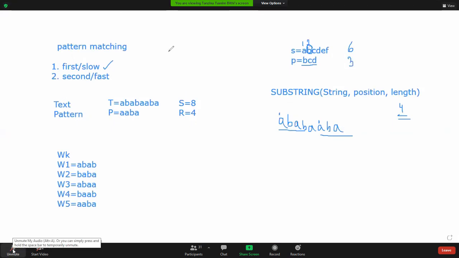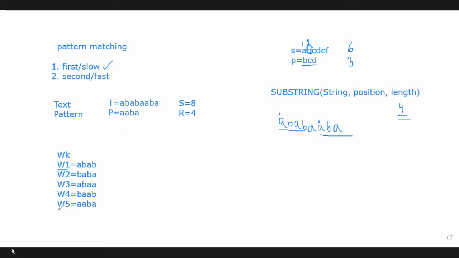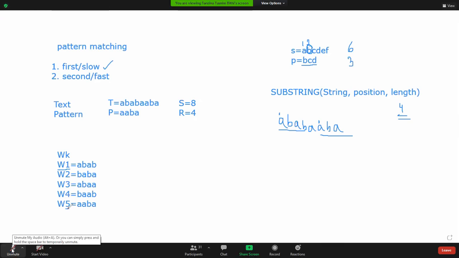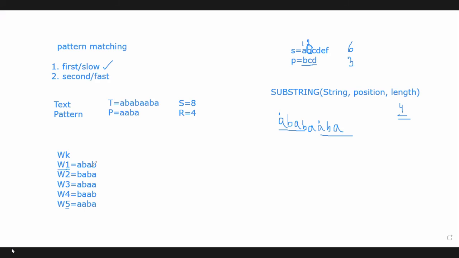What is the first step? The first step is set K equals to 1 and max equals to S minus R plus 1. So here our first subscript is W1 when K equals to 1, and the last subscript is K equals to 5 because maximum equals to S minus R plus 1. So we have total 5 substrings, right?